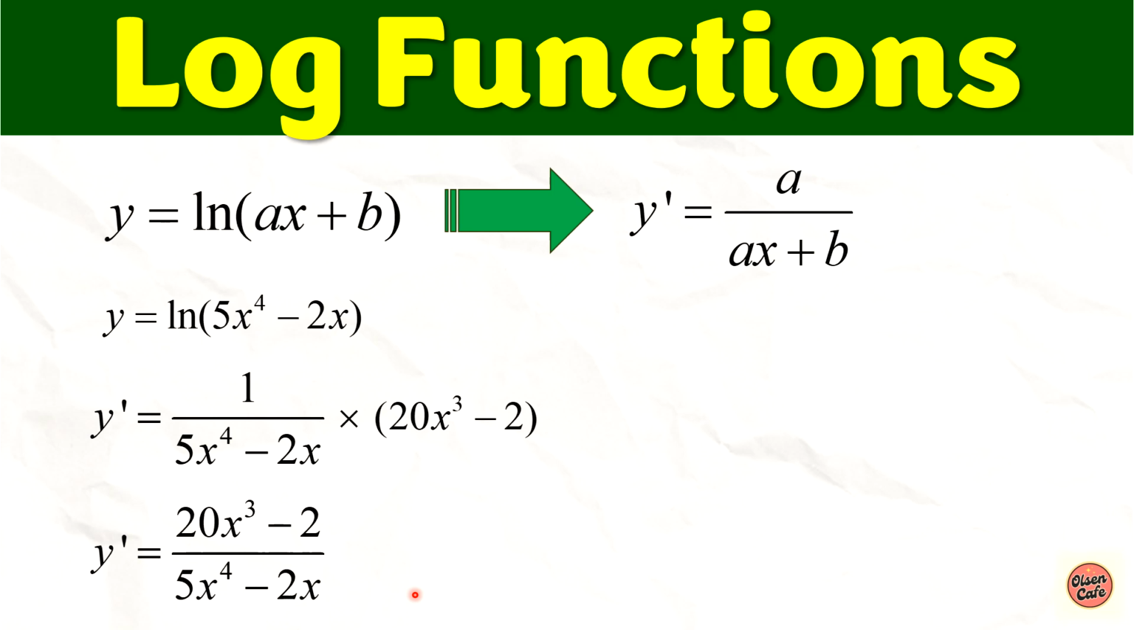Now let's take a look at another example, which is ln(3 minus x cubed). Again, to find the derivative, I simply take the reciprocal of the function, which is 1 over 3 minus x cubed, and then I multiply by the derivative of the function itself, which is minus 3x squared. So this will give us the derivative for this function.